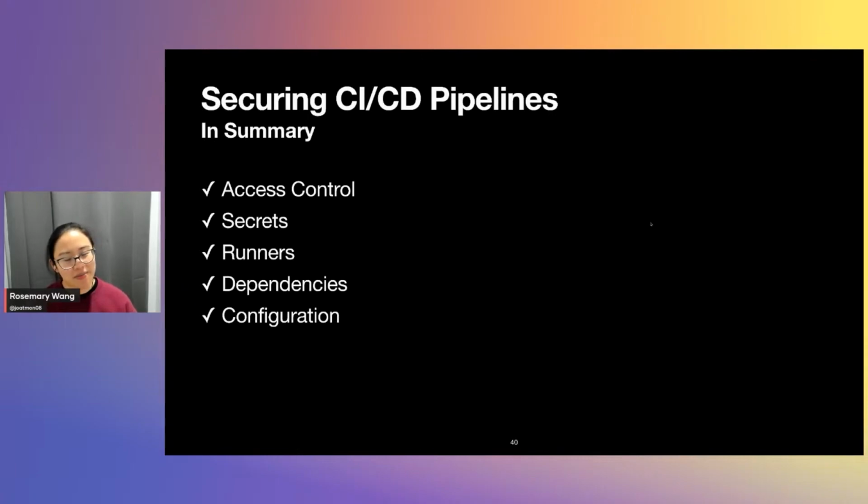Secrets are certainly a big part of pipelines. Again, that's the way pipelines access other systems, but also pipelines create secrets. So the more you can secure them in one place, like using a secrets manager, the easier it is to audit and understand how that pipeline is accessing other systems.